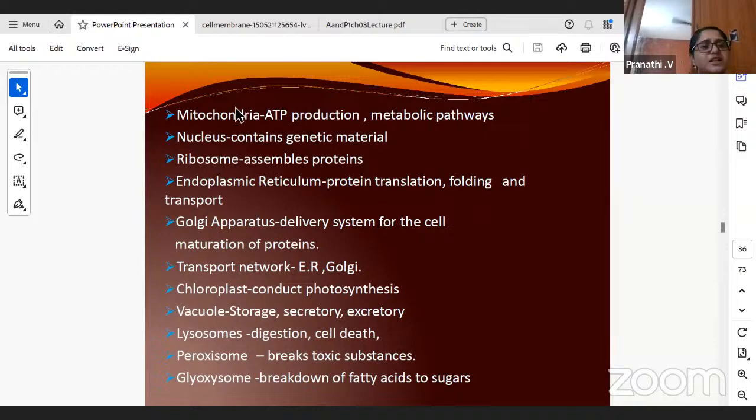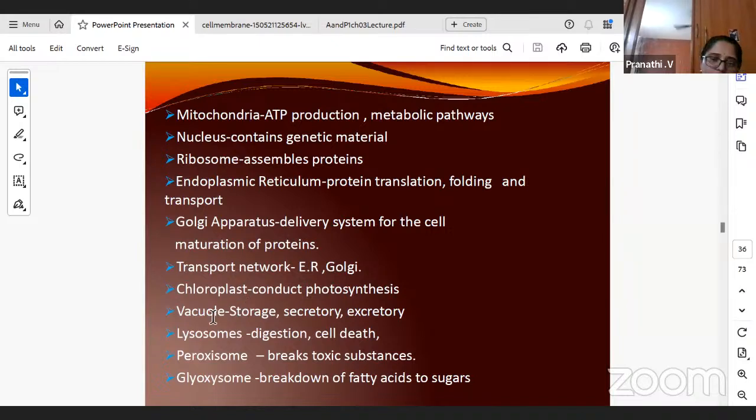Anyway, transport of proteins to different places. Once the protein is produced, it has to go to your plasma membrane. It cannot just stay inside the cytosol as such. So for protein transport also, the endoplasmic reticulum is playing an important role. Golgi complex, all the cell proteins, whatever is there, it has to be delivered. It is going to be done by your Golgi complex. Cell packaging is going to take place. Transport network is your endoplasmic reticulum and Golgi complex.